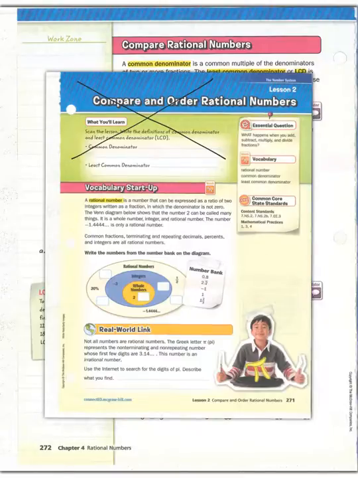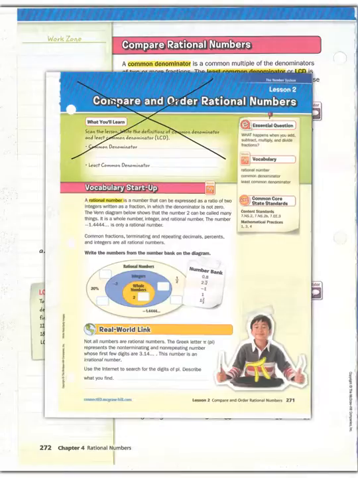Some new vocabulary, though, is going to be rational numbers. Okay? Now, rational numbers are pretty much almost all of the numbers that you think of, that you've learned about up to this point. So some examples would be just a regular fraction, a regular decimal, repeating decimals, percents, integers. Those are all types of rational numbers.